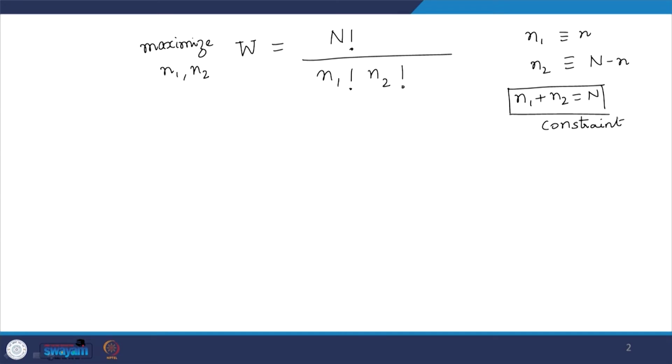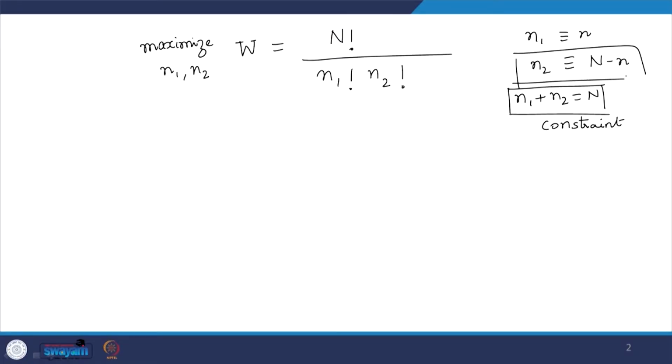In the next class, we will see how we can include the effect of the constraint in the maximization problem by the use of something called Lagrange multipliers. But in today's lecture, we will incorporate the constraint in the definition of W itself, and the way we will do it is simply to eliminate n2 from the expression by using the definition that I just used. But keep in mind that the maximization problem has to include the effect of the constraint, and the way we are doing it is by eliminating the variable n2 using the equation N minus n.